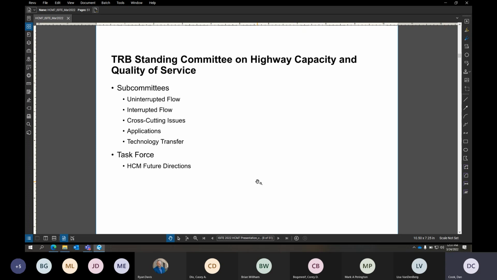I won't go through each one of these. The applications subcommittee, I'm also involved in that. That's the subcommittee that's more looking at how the HCM is being used by people like us sitting in this room, practitioners. Of course, there are a lot of people that look at the Highway Capacity Manual other than us in this room. We're mainly consultants or practitioners, people working for cities as well, public agencies.